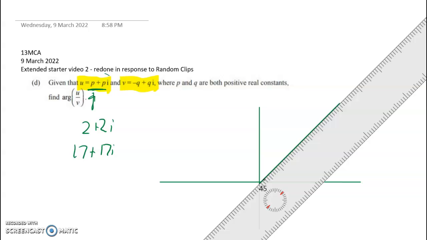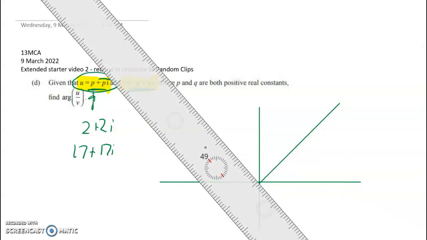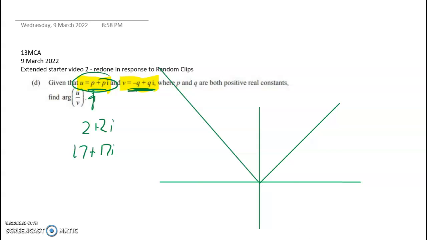But straight away, when you see this pattern, you should know that the angle formed is going to be pi on 4 or 45 degrees. Similarly, with v, we've got negative q plus qi, so v is lying somewhere out here. And q and p are different, but it doesn't matter. So we have arg u is equal to pi on 4, and arg v is equal to 3 pi on 4.